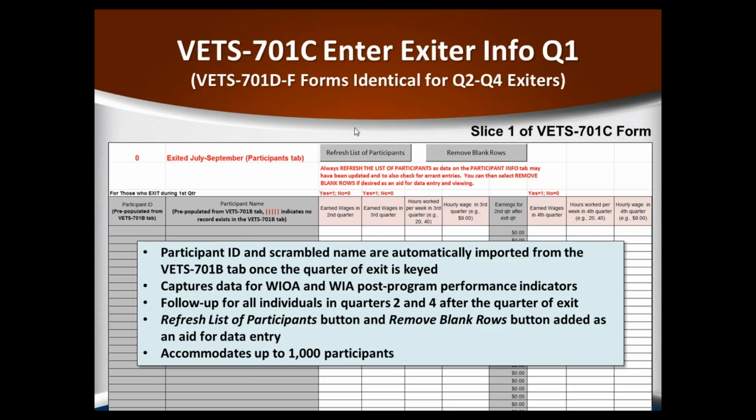There is a refresh list of participants button you see at the very top there. This is a macro that's built into the form. When the names are feeding in, they're feeding in the same order that they occur on the participants information tab. So it's very possible you could have blanks in there because somebody entered in the first quarter and exited in the fourth. If there are blank rows, just select the Remove Blank Rows button at the very top, and it will list all of the individuals that actually apply to follow-up for that particular quarter of exiters. And again, it accommodates up to 1,000 individuals.